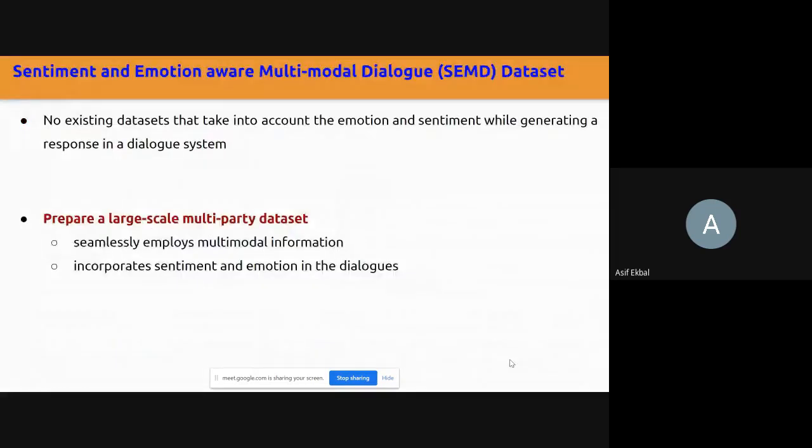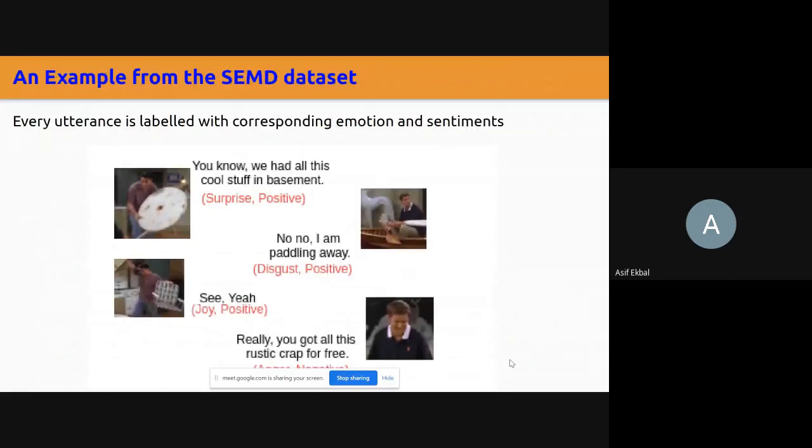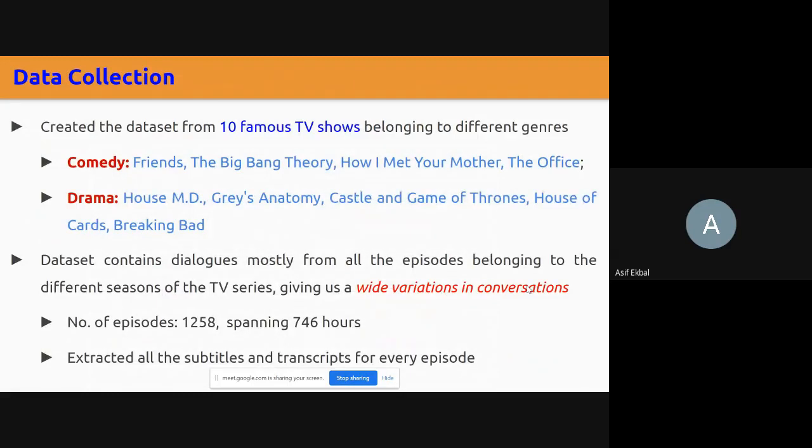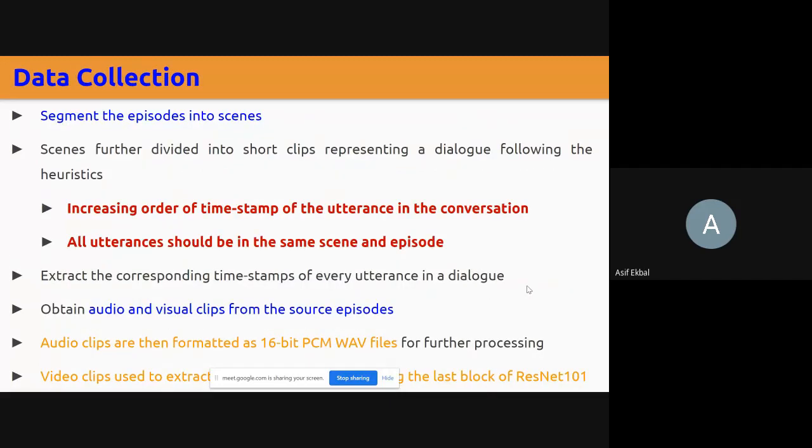Okay, because of that, we use multimodal, multi-party dialogue systems. There was no data, so we collected the data, videos from 10 famous TV shows, the comedy series particularly, because there will be a lot of emotion expression there. Friends, The Big Bang Theory, all these are comedy shows, drama, etc. And then we have 158 episodes spanning 746 hours. Okay, we have collected all this data.